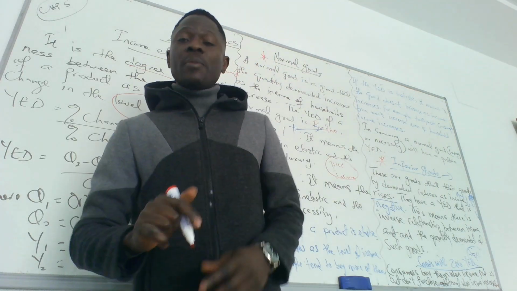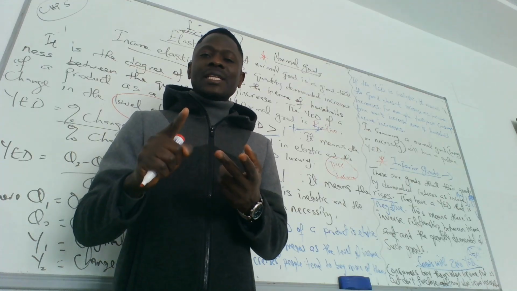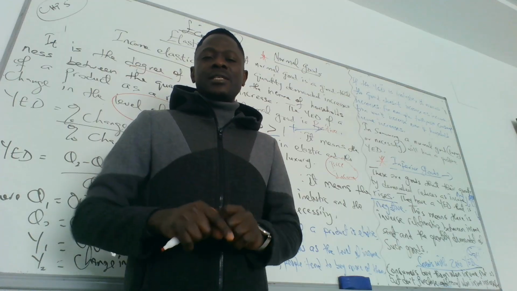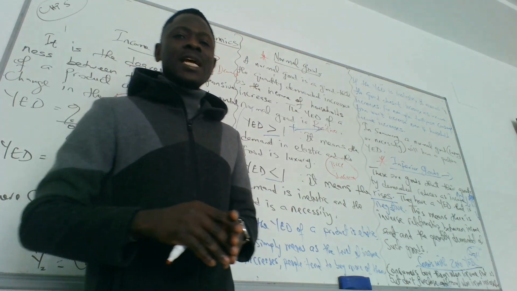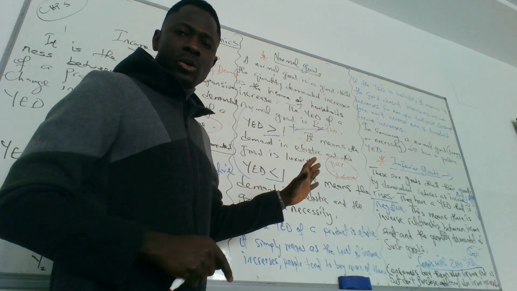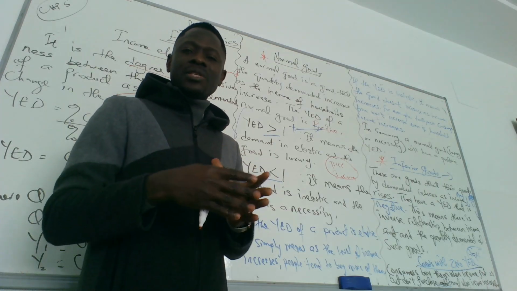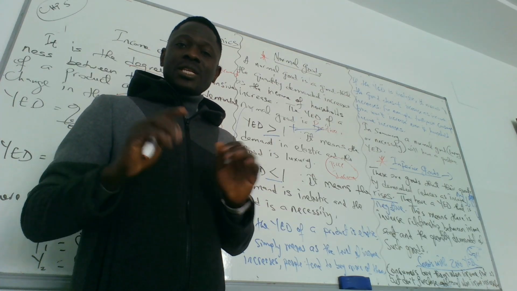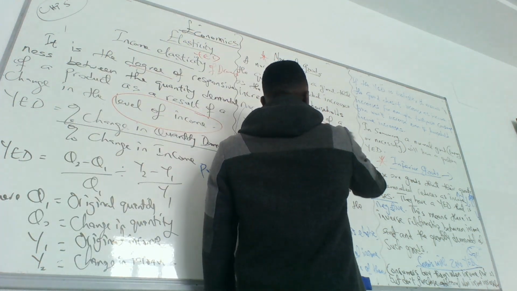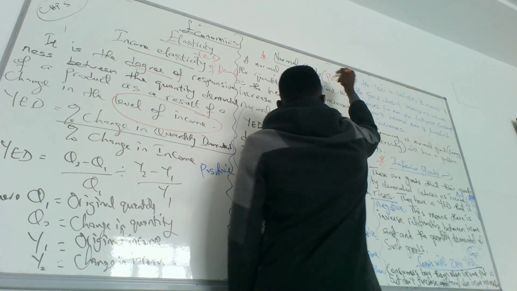So when it comes to income elasticity, we have goods that are normal, goods that are inferior, and goods that have zero elasticity in terms of YED. We're going to start with normal goods. Why do we call them normal goods? We call them normal goods because the quantity demanded increases as the level of income increases. So definitely they have a YED that is positive.